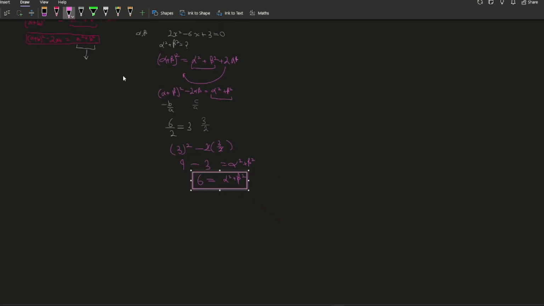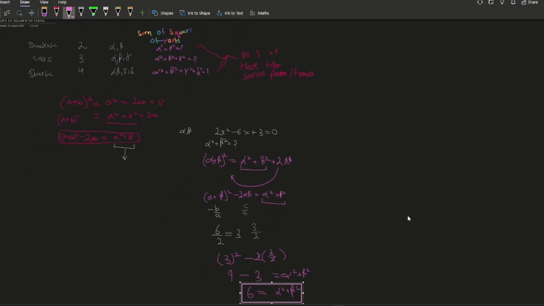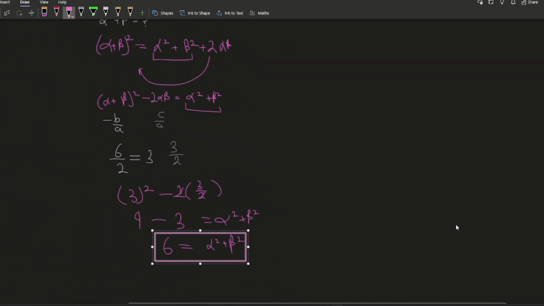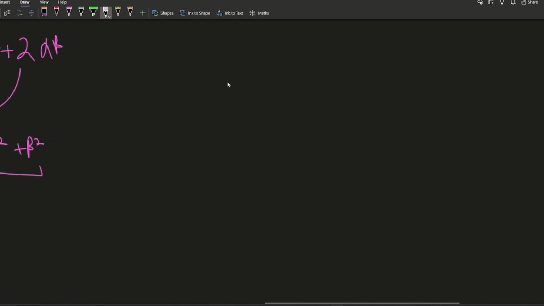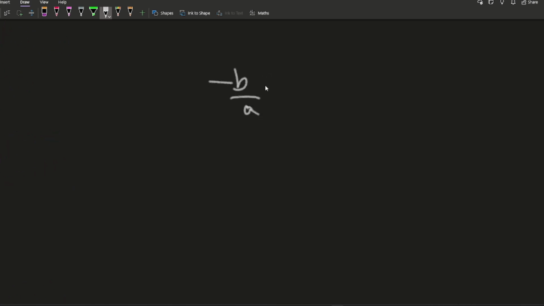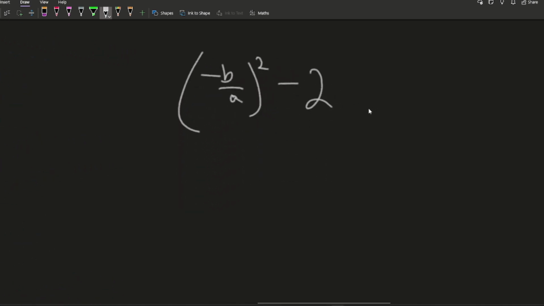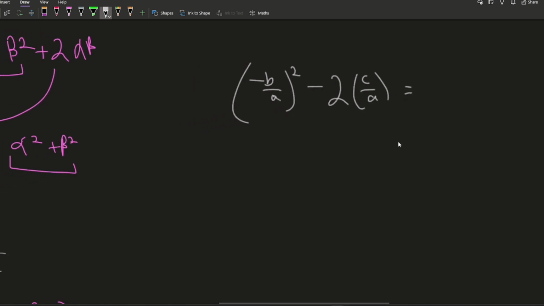Now remember what I said. All of these follow the same pattern. The formula is the sum of roots, which is minus b over a, minus 2 c over a. This is the formula or pattern they follow, whatever you want to call it.